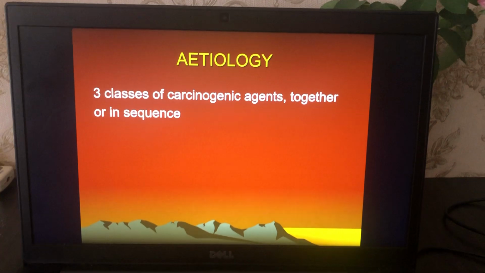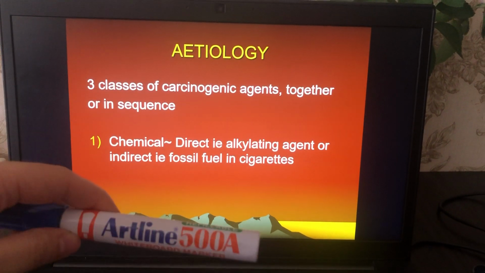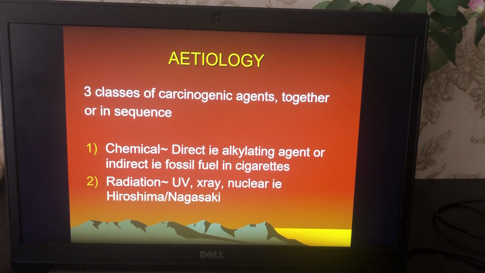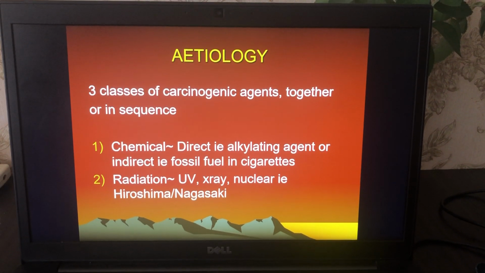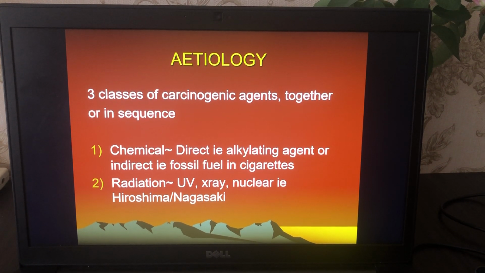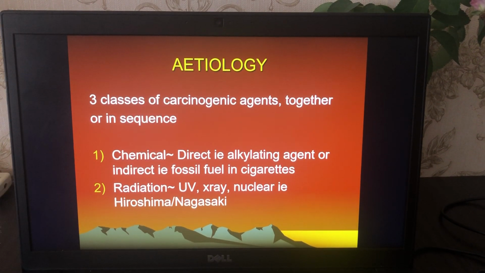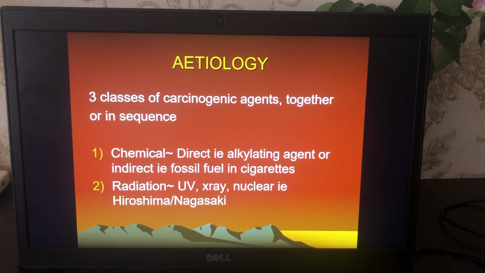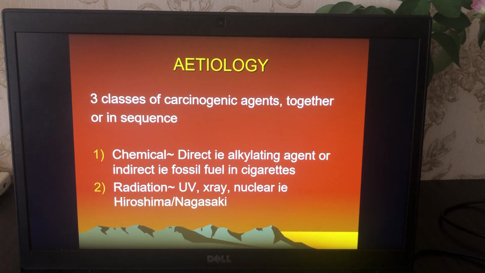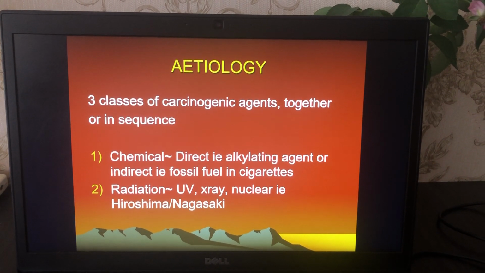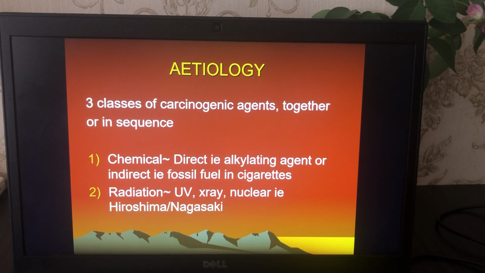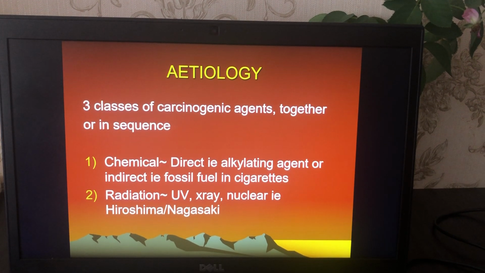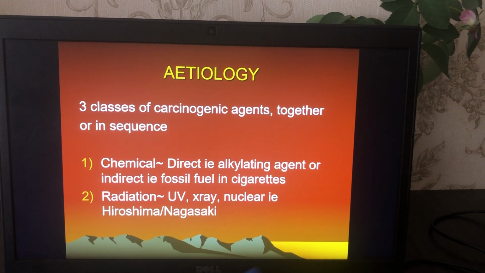There are 3 classes of carcinogenic agents. Either one can affect the person, or maybe 2, maybe 3. So one is chemical. This is a direct chemical agent, which is alkylating agents, or indirect, for example fossil fuel in cigarettes. So alkylating agents ni macam benda yang you memang tahu carcinogenic, you directly sentuh benda tu, or indirectly by smoking cigarettes. After a few years, you have accumulated so many of these chemical abnormalities due to this chemical material that you smoke. Second is radiation, so either from UV, from X-ray, or the worst one, which is nuclear, like in Hiroshima and Nagasaki.